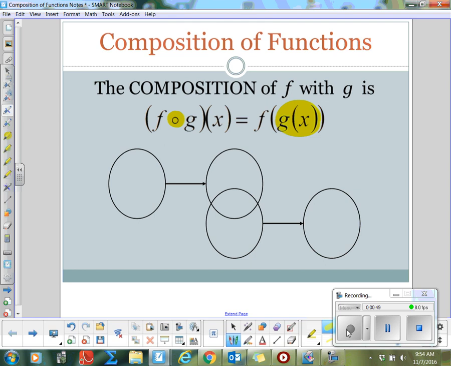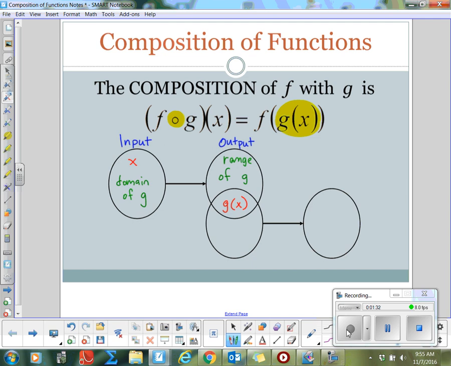We start with an input, whatever the x value might be. And we plug that into the g function, which means it's the domain of the g function. That will give us an output. An output is a range of the g function. So we start with an input and we end with an output.